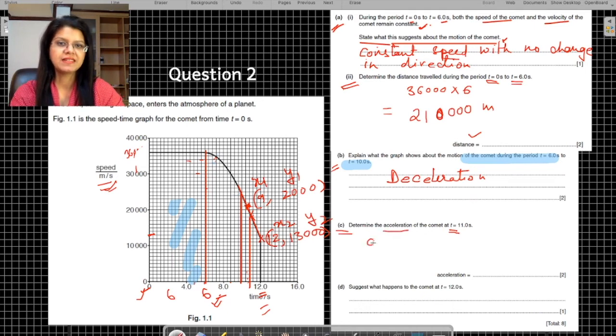How do you find the acceleration? Acceleration will be equal to the gradient. M means gradient: y2 minus y1 over x2 minus x1. Substitute the values of y2, y1, x2, x1. They should give you your answer here.